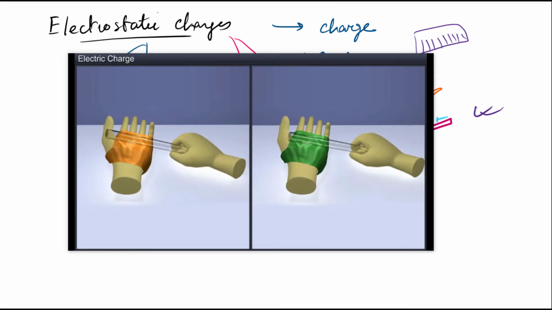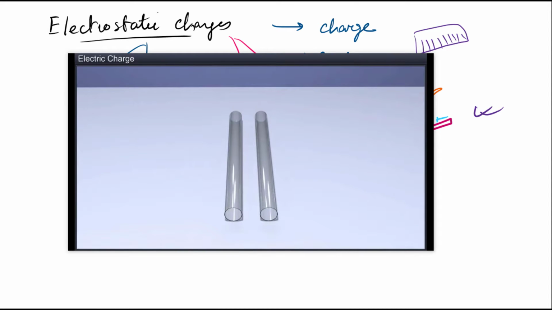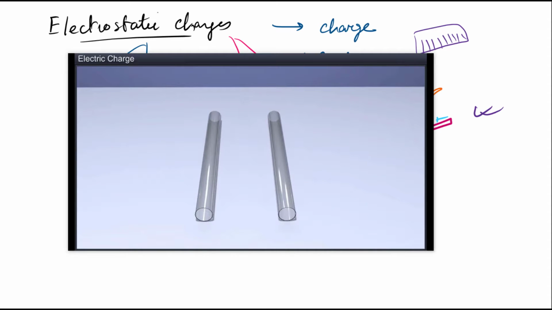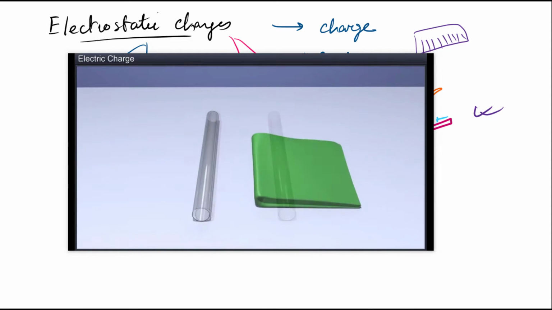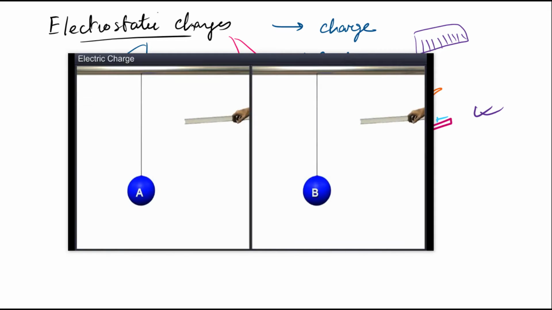Similarly, if you rub a silk cloth with a glass rod of a different nature, the two rods might acquire different charges, and they might repel because the two rods have the same charge. And if one of the rods is placed near the cloth, and if they both have different charges, they will try to attract one another.